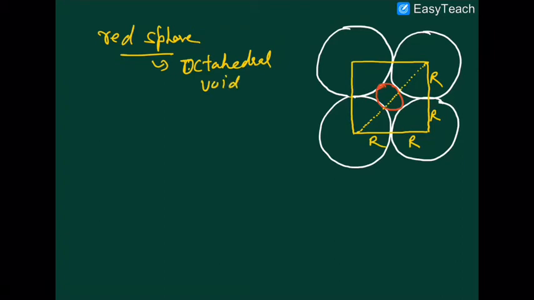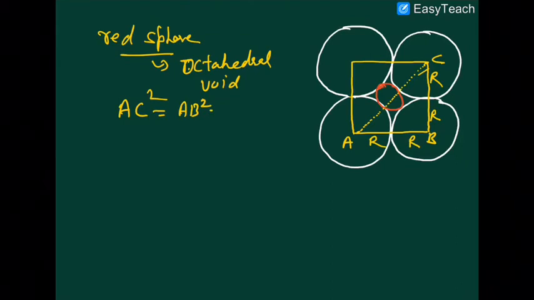Okay, and if you see here A, B, C, now what you can see is AC square comes out to be AB square plus BC square. So AC square is equal to AB square plus BC square. One thing is that. The other thing is that AC is equal to how much?